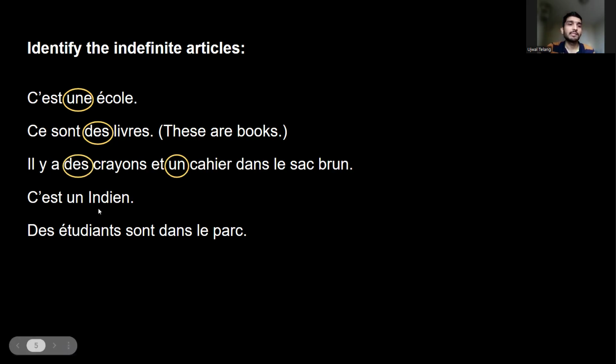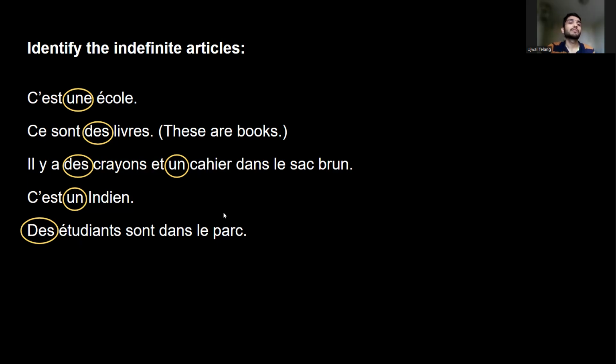C'est un Indien. This is an Indian, or this is an Indian person. Des étudiants sont dans le parc. Some students are in the park. So des étudiants. And again, we know which park we're talking about, but we don't know which students we're talking about. So that's why des étudiants sont dans le parc.